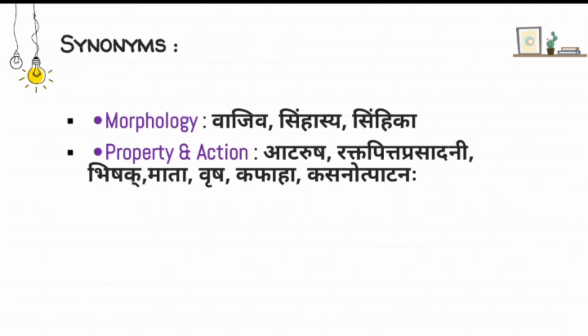And based on property and action, Atarusha. Why is it called Atarusha? It is commonly used in examinations. Instead of asking for Vasa, they will usually ask us to write about Atarusha. So why is it called Atarusha? Atan Gachato Rogan Roshati Hinasti. It kills rogas. By its highly potent nature, it kills many kinds of disorders in which it is indicated. That's why it is called Atarusha.